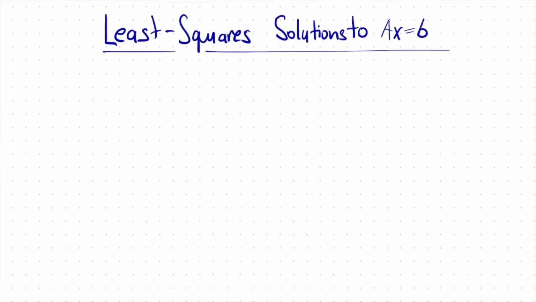Hello and welcome back. I want to talk about least squares solutions to a linear system of equations. Let A be just an m by n matrix. Then it gives us a system of linear equations.